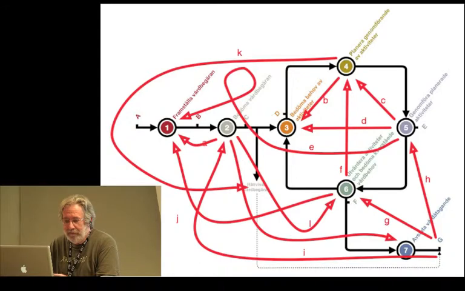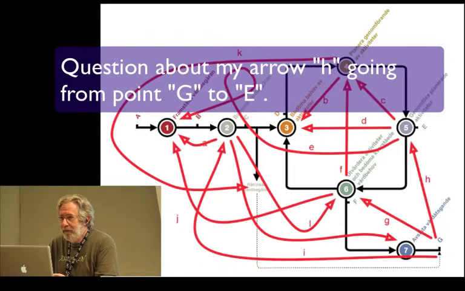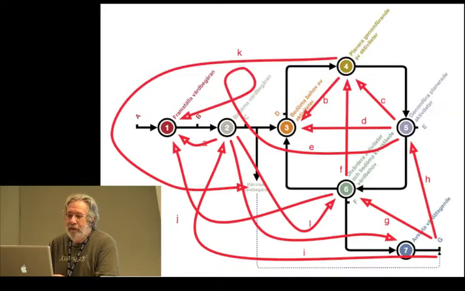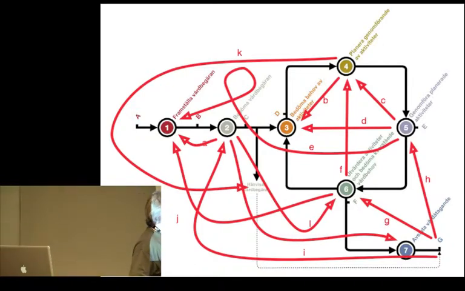I don't understand the reason for some of these red lines. For example, if I'm going from G to E, how does it work? The person seems to be fine and we directly go to do something? Which one do you mean? Do you mean this one? Most right, H. H? This one. Okay.